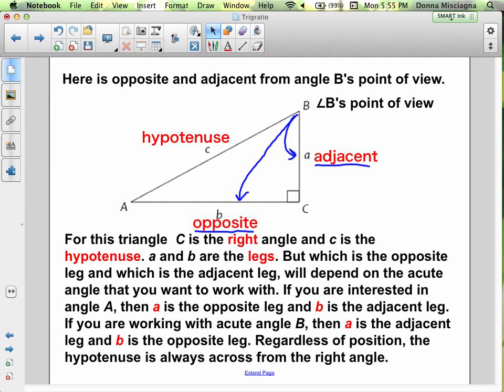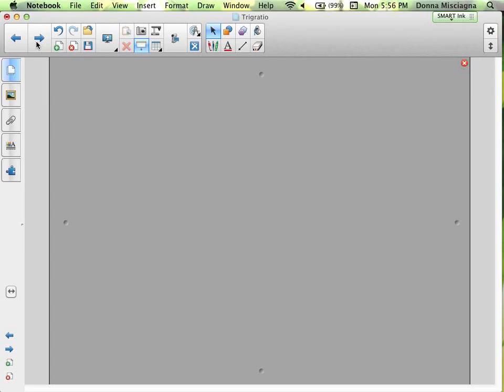So for this triangle, C is the right angle and side C is the hypotenuse. And A and B are the legs. But which is the opposite leg and which is the adjacent leg will depend on the acute angle that you want to work with. If you're interested in angle A, like we were in the last problem, then side A is the opposite leg and B is the adjacent leg. If you're working with acute angle B, like we see in this diagram, then A is the adjacent leg and B is the opposite leg. Regardless of position, the hypotenuse is always across the right angle. So hypotenuse doesn't depend on anyone's point of view. It is always located across the right angle.